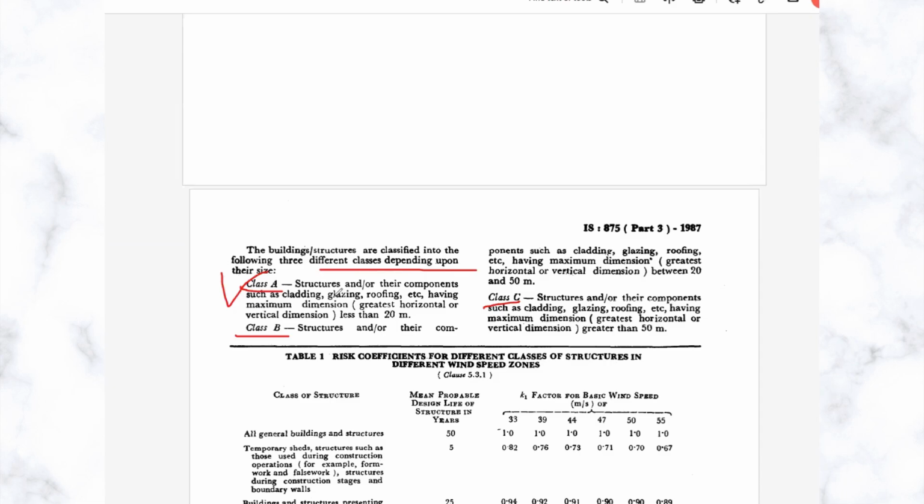Now we will discuss something related to class B. So class B is nothing but when the greatest horizontal or vertical dimension is in between 20 or 50 meter. That time it will come into class B. Class C, again, it is greater than 50. When your building height or width is greater than 50, then your structure will fall into category or class C. So now we came to know what is category, we came to know what is class.